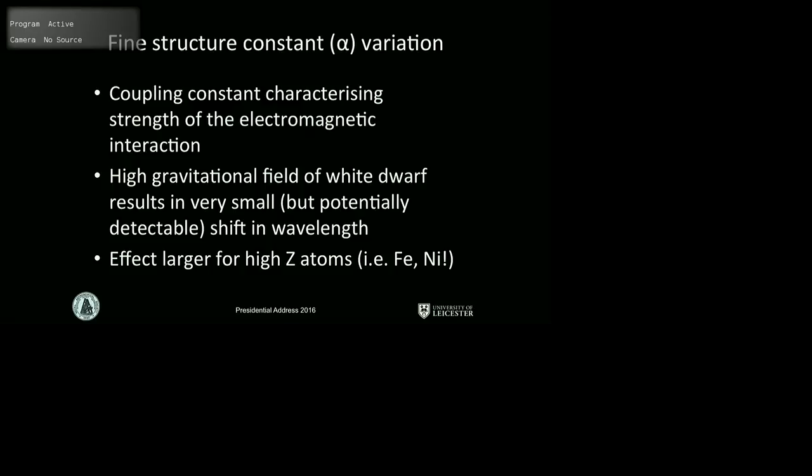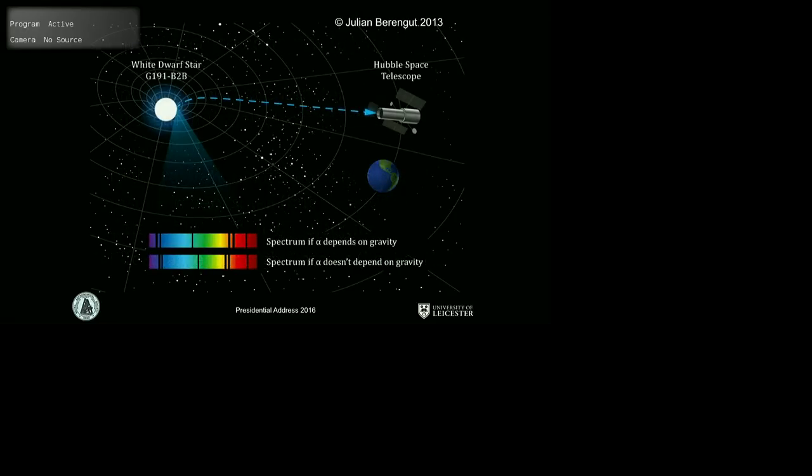And the effect is higher for larger mass atoms, larger atomic number atoms. So those stars where we observe lots of iron and nickel, an example of which I showed you, is a prime object to go and look at this. One particular white dwarf, G191B2B, is very well studied. It's a useful calibration source for Hubble, so we have thousands of observations of it that we can add together to produce the best spectrum possible.